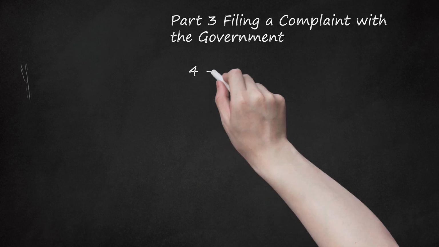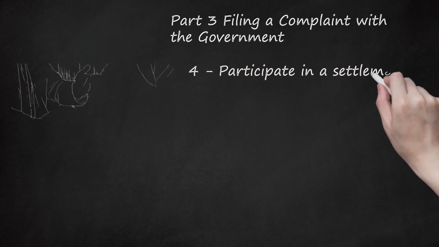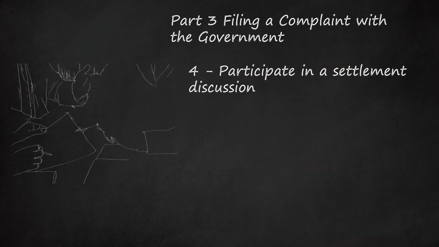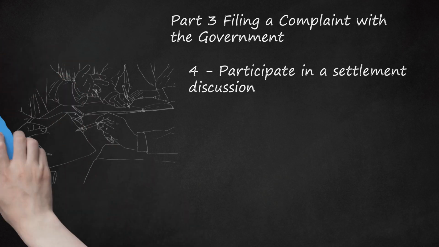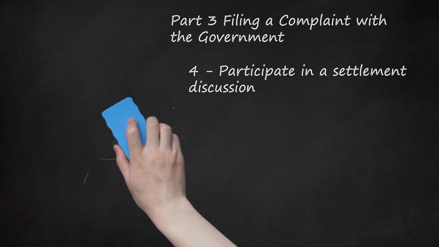4. Participate in a settlement discussion. You may also be invited by the agency to discuss settling with your employer. In California, for example, you would receive a notice from the Labor Commissioner with the date and time of a settlement conference. At the conference, you will have the opportunity to discuss your claim and try to settle the matter with your employer. Bring copies of any documents that support your position, unless you already submitted those documents to the agency when you filed your claim.